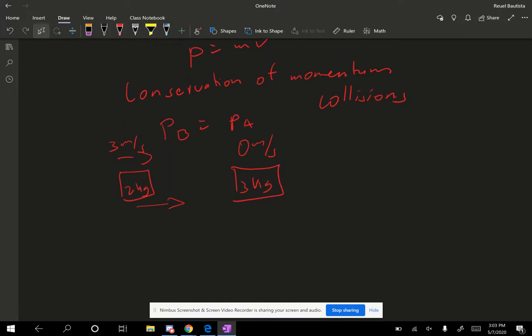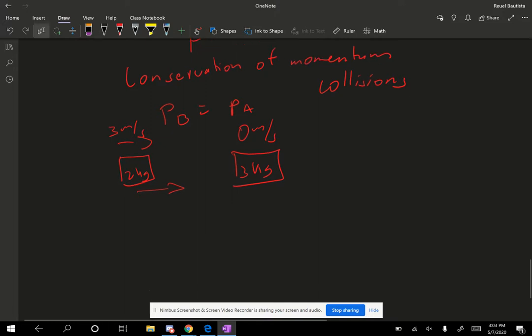And assuming that once they collide, they're going to stick together and move together right after the collision, right? So this is before. And after the collision, they're going to be moving together to the right. So the question here is, at what velocity will they be moving?